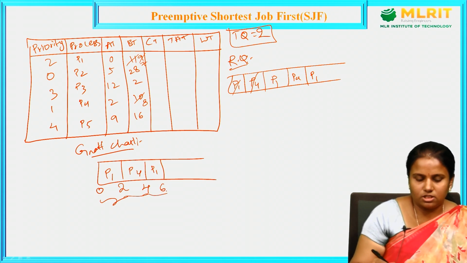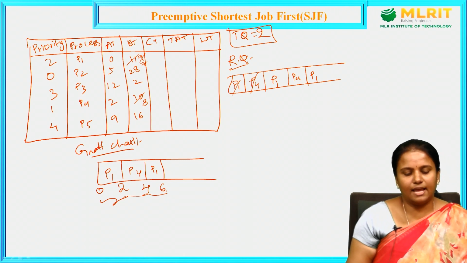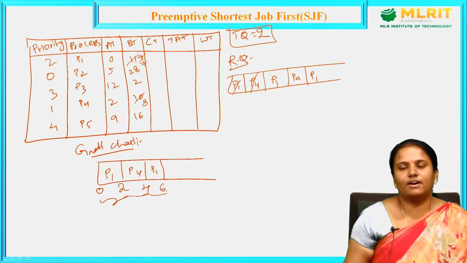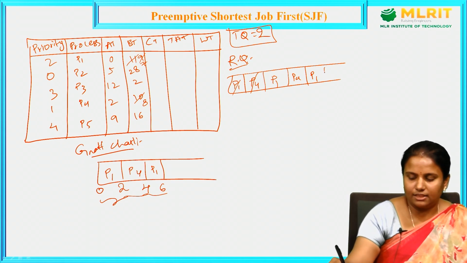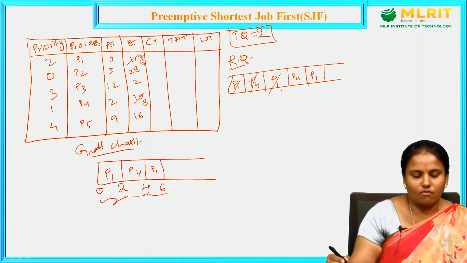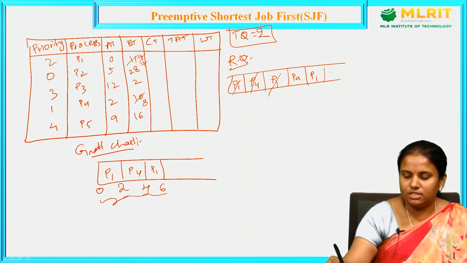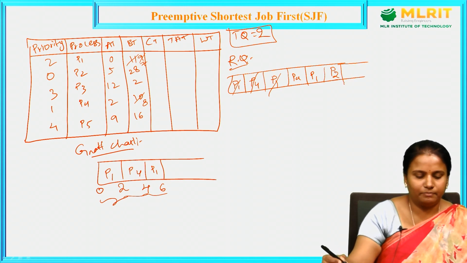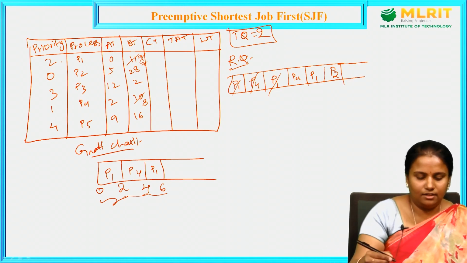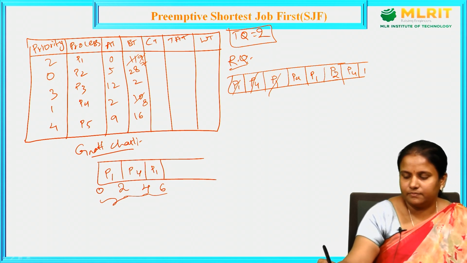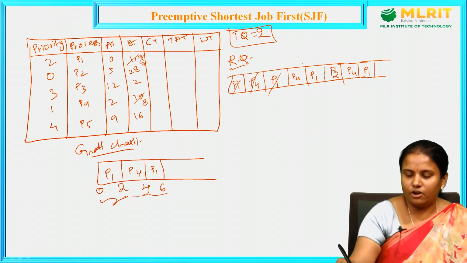Now from 0 to 6, which processes are ready? P1, P2, P4. So P1, P4, P1 are existing. So we need to take the lowest priority. Which has the lowest priority? Among P1, P2, P4, P2 has the lowest priority value. So P2 first, then P1, then P4 and then P1. These have the low priorities. So next P4 is arriving.